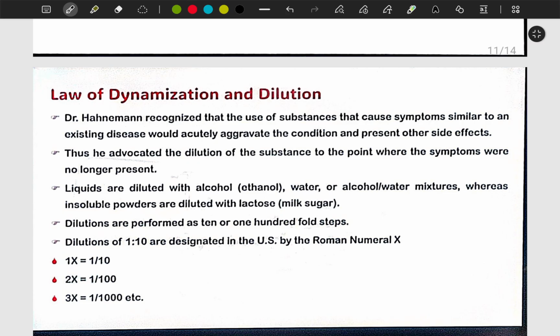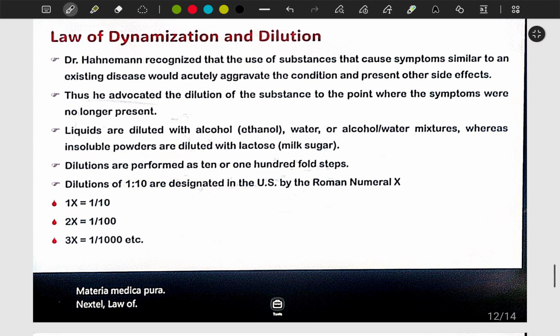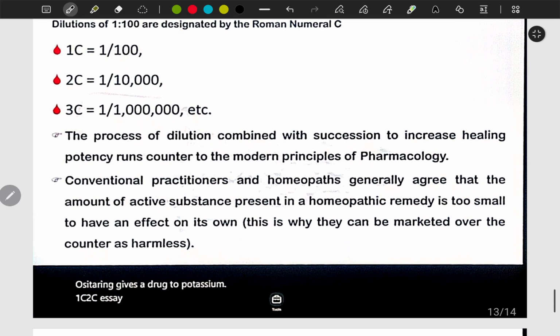Liquids were diluted with ethanol, water, or alcohol, whereas insoluble powders were diluted with lactose, sugar. Dilutions are preferred in 10 or 100 fold steps. 1:10 dilutions are designated by X. The dilution is combined with succussion to increase the action.